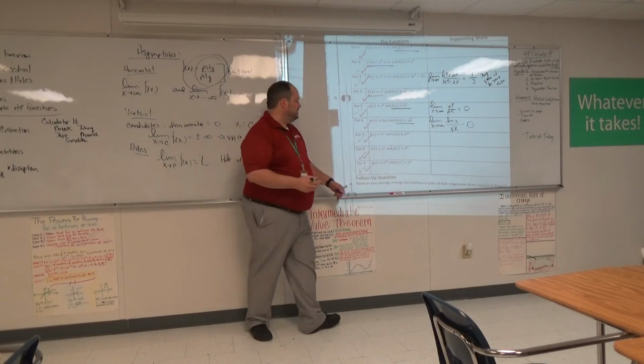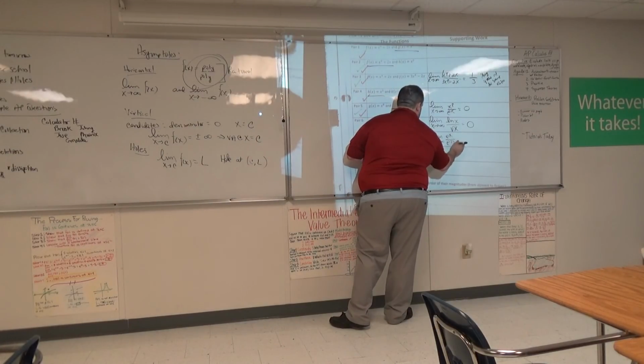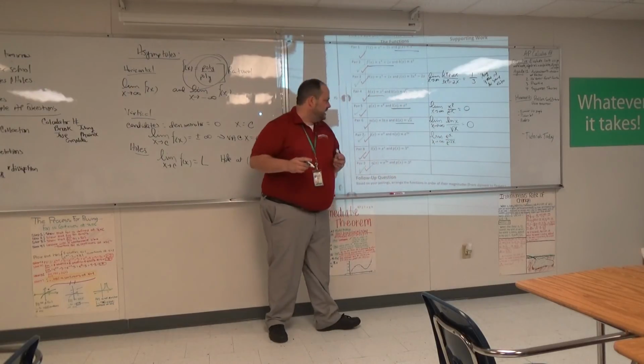Okay, pair 7, you're going to have to do this on the calculator as well. Limit as x approaches infinity of e to the x over e to the 3x. What did you guys conclude?